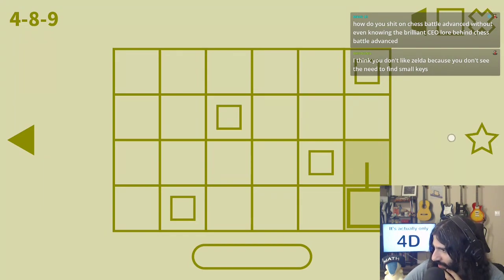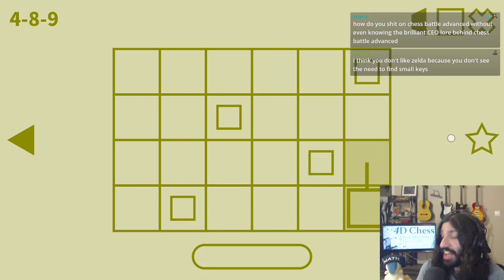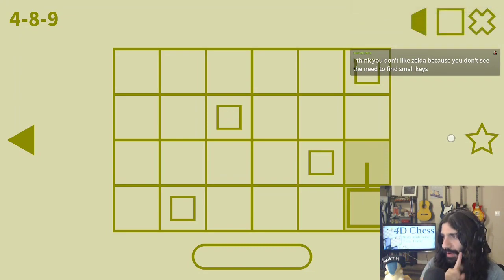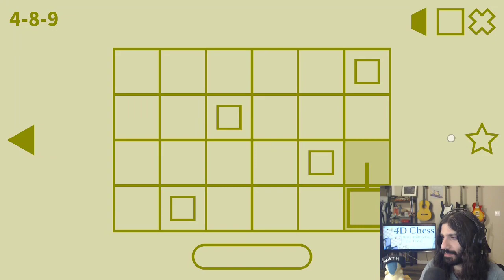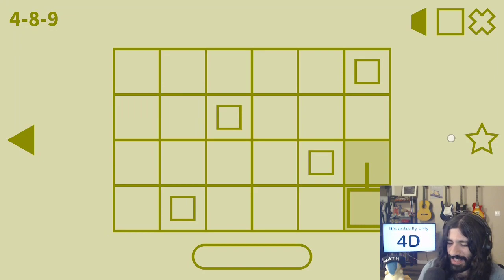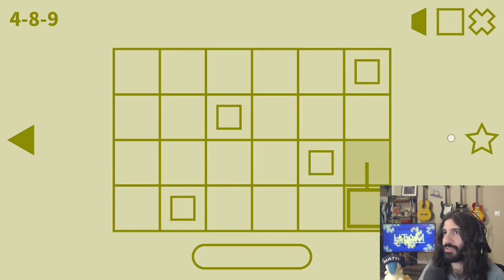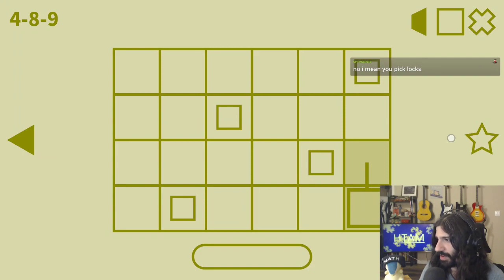I think you don't like Zelda because you don't see the need to find small keys. Yeah, it's just tedium. I like the core loop. And to be fair, I think Breath of the Wild is better than a lot of other Zeldas because of the ways that it changes the core gameplay loop. I haven't played very much of it at all. I just barely started it. No, I mean you pick locks. Yeah, that's fair. I get it. But also kind of yes.